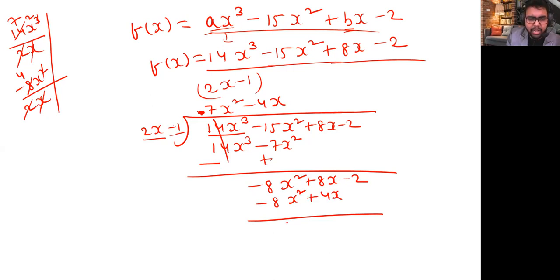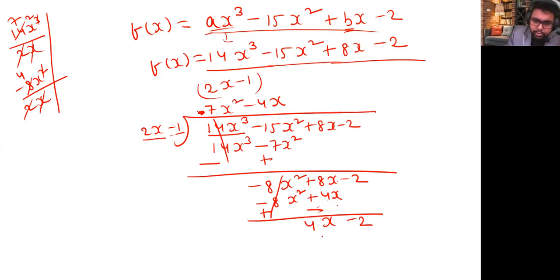Again, I'm going to subtract. When we subtract, we change the symbol. This is minus, this will become plus, this is plus, this will become minus. So this is minus 8x square and this is plus 8x square, so they both are going to cancel each other. And here we have 8x minus 4x because now I have changed the symbol. So 8x minus 4x will give me only 4x, and the rest of the terms I'm just going to rewrite.